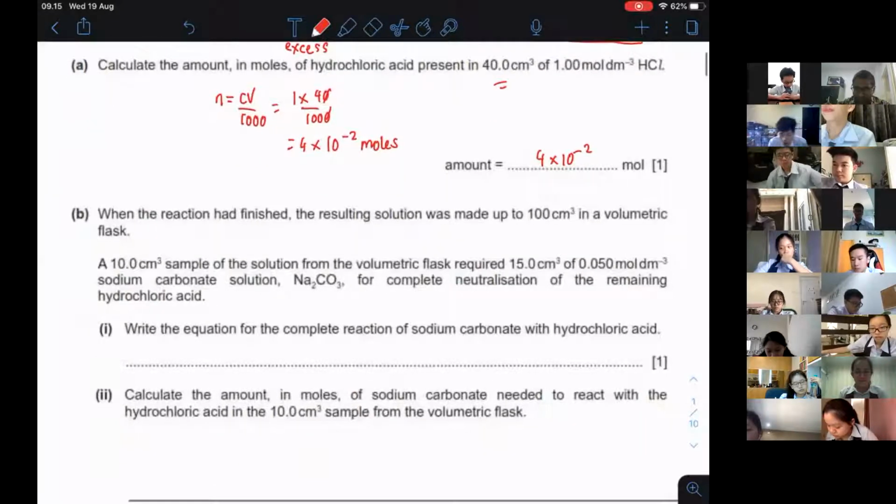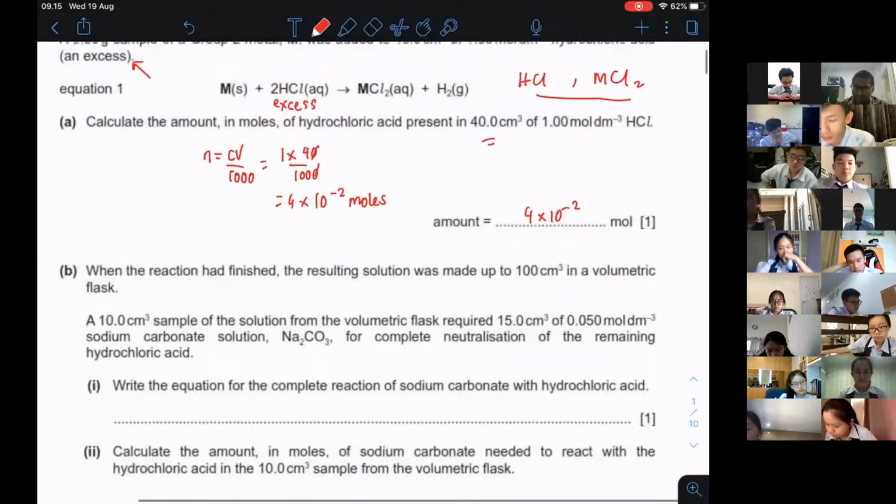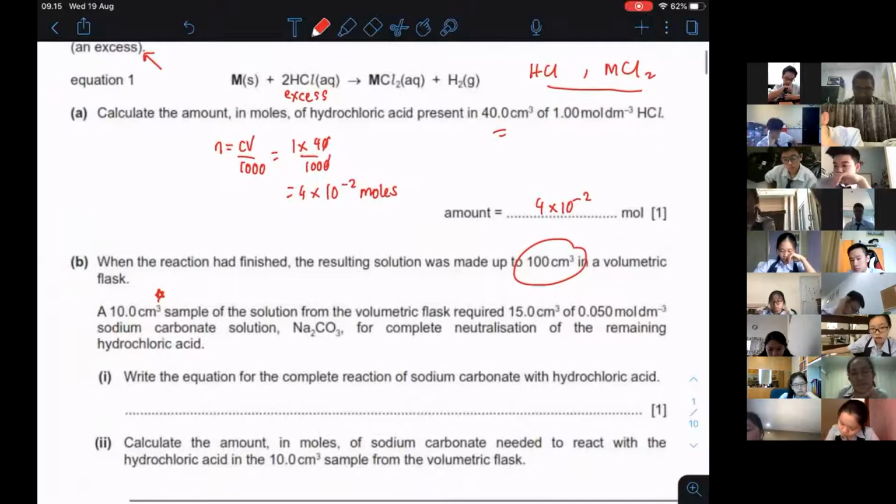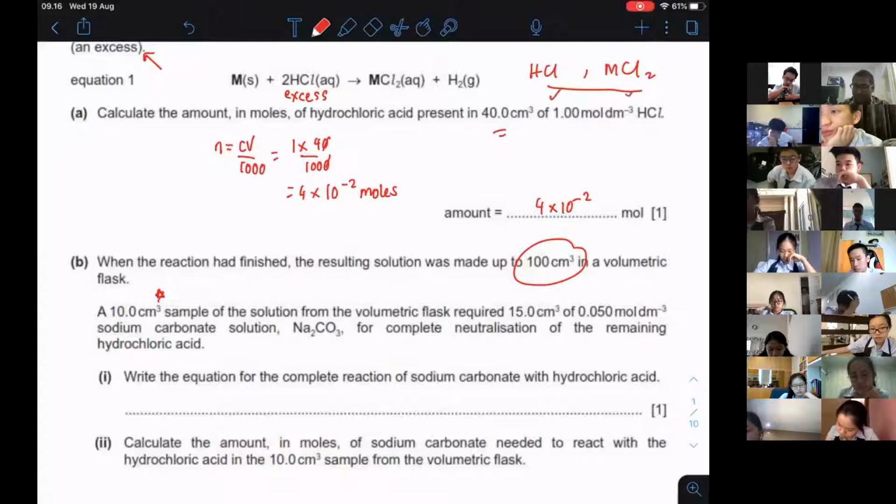So here, let's say you're still confused between HCl or MCl2. This information is going to help you overcome that confusion. Out of the 100 cm cubed that you have earlier, you are going to take 10 cm cubed of the sample and react it with sodium carbonate. Now, do remember, you need to think about which one, between HCl and MCl2, will react with sodium carbonate. This one is a giveaway. But let's say you still couldn't find out, they even help you over here.